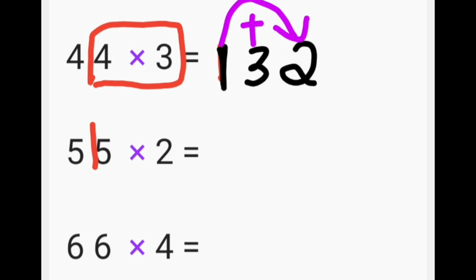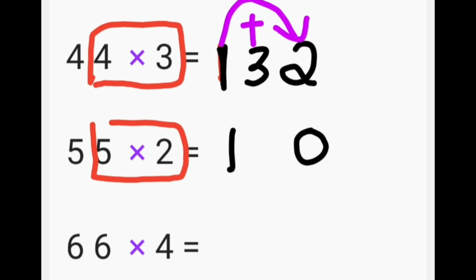Okay. Next number you all have to multiply is 5 twos are 10. So write down 10. Okay. Now multiply this. What you will get? 1 plus 0 will be 1. Okay.